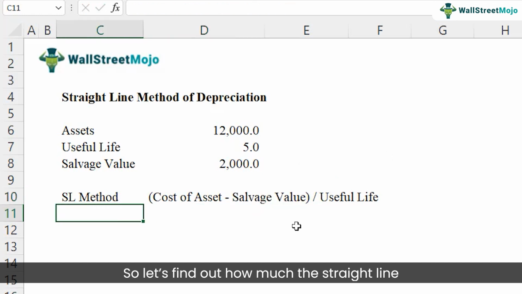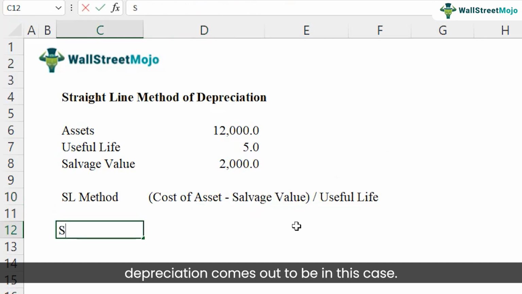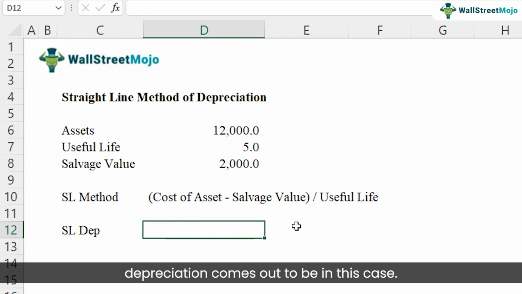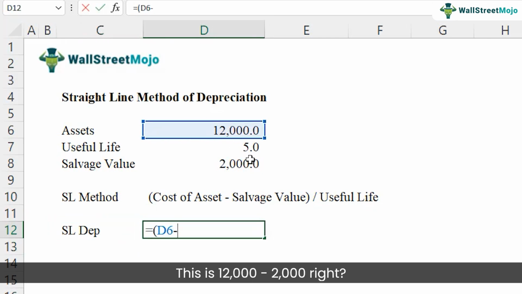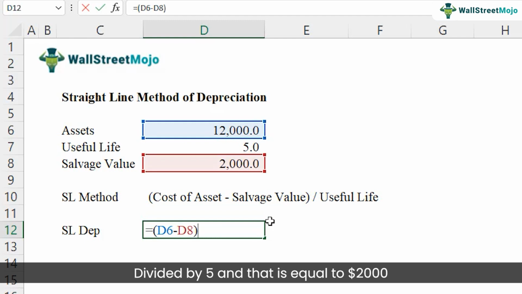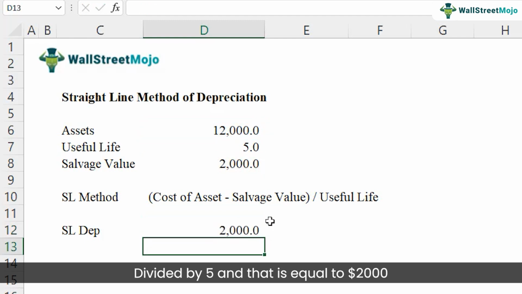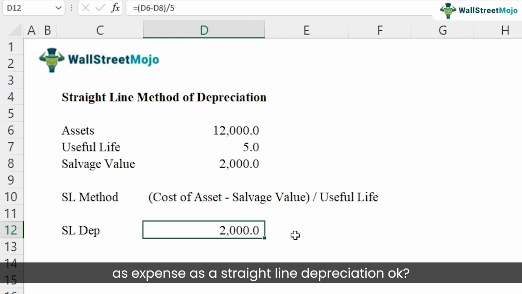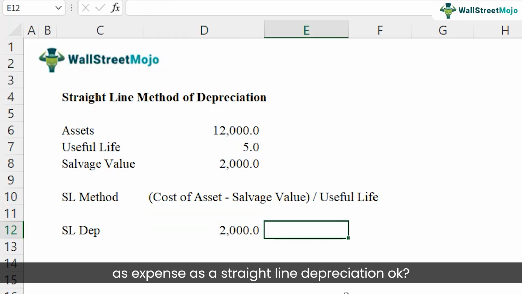So, let's find out how much the straight line depreciation comes out to be in this case. Fairly simple. This is 12,000 minus 2,000, divided by 5, and that is equal to $2,000 as straight line depreciation expense. This will be charged as a constant number for the next 5 years. Year 1, $2,000, year 2, $2,000, and so on and so forth in a straight line fashion.